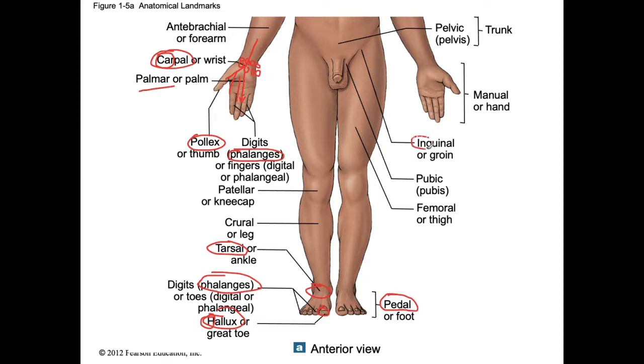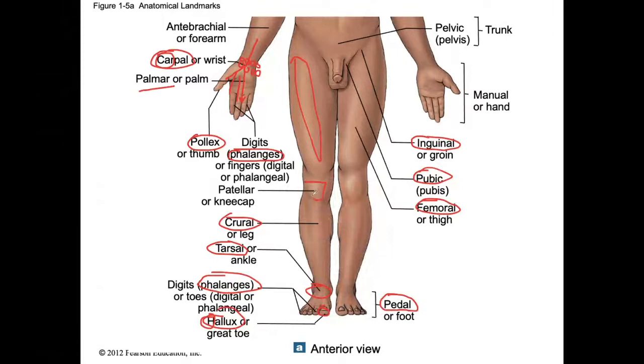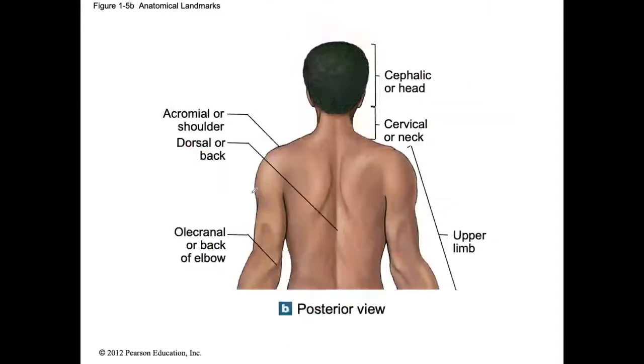The groin is inguinal. The pubic region, pubic. And the thigh, which is where we have the longest bone in the body, called the femur, it's called femoral. Okay. The leg is called crural, and the kneecap is called patella. Patella is the kneecap.